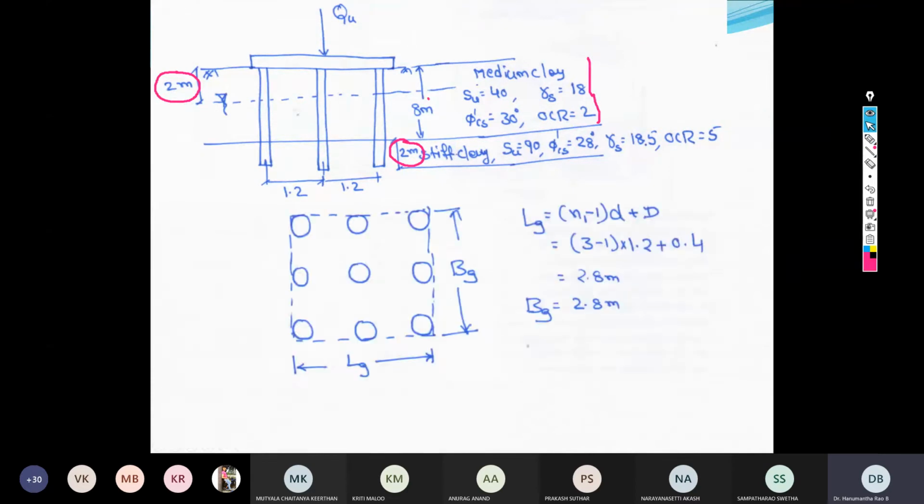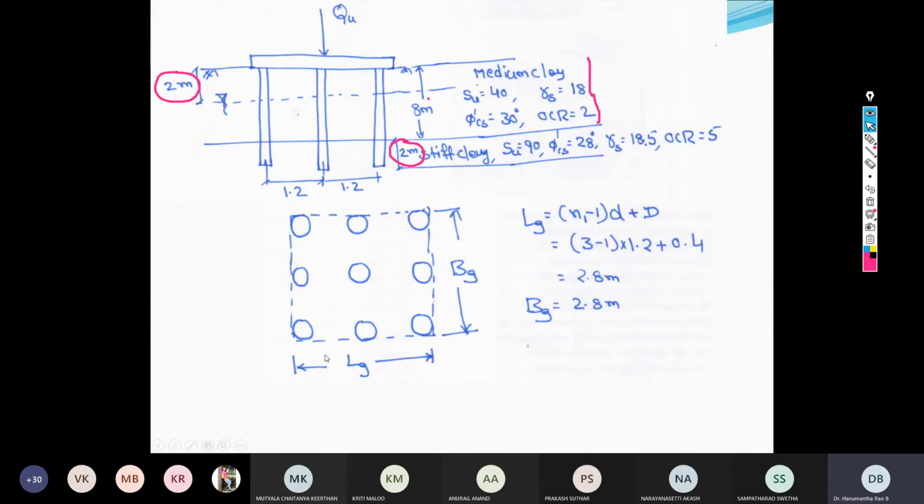So first of all, try to draw the plan diagram for better understanding of 9 number of piles, and you also need to calculate the length of the pile group and the width of the pile group. So try to draw this picture and try to calculate the length of the pile group and the width of the pile group. So the equation for calculating the length and width is n minus 1 into small d, that is spacing, plus capital D, that is diameter of the pile.